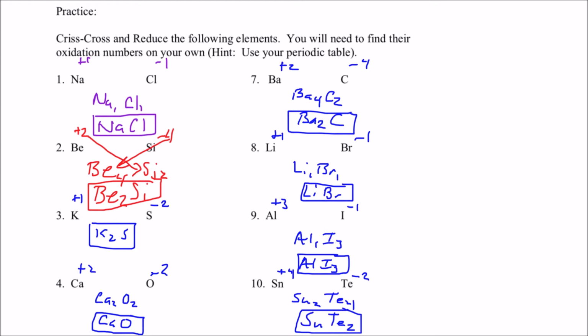Here the 3 comes down and the 1 comes down. We don't have to write the 1, so that's the final answer. And then finally the 4 comes down and the 2 comes down. Those will reduce, and here's our final answer.